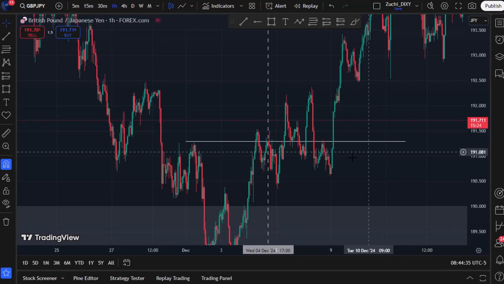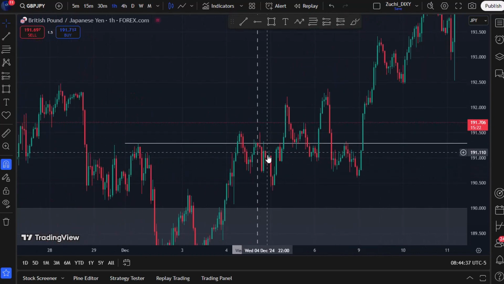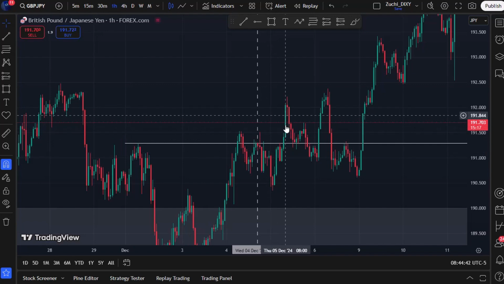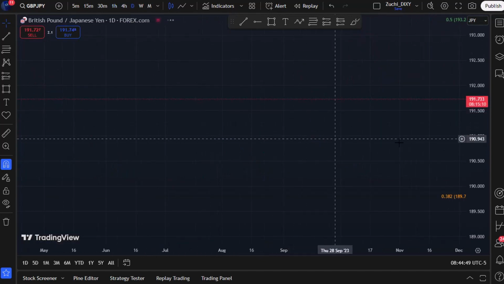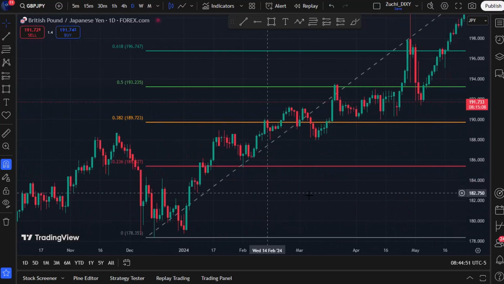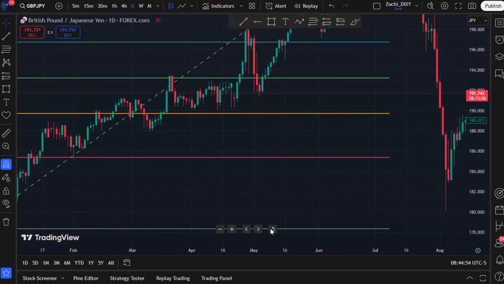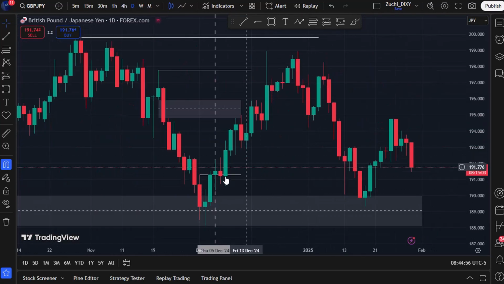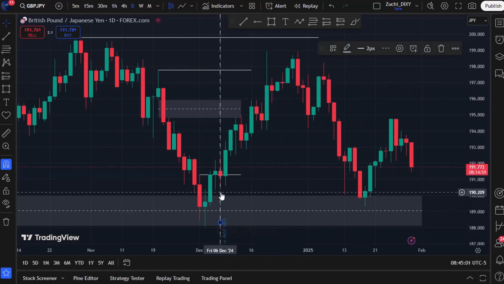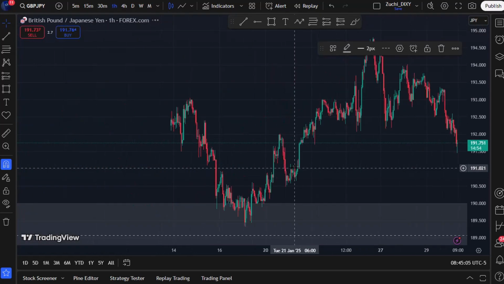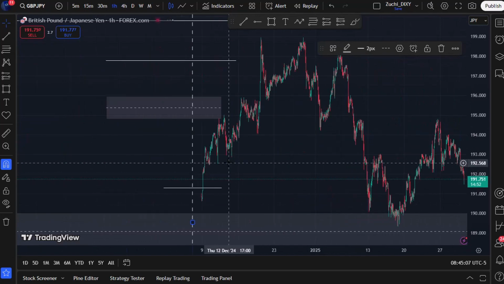So we can see over here that after this day where price traded and closed above the daily order block, if we go back, you can actually see it right here. So I'm just going to reset this. You can see that day right here where price traded and closed above. So we'll start looking for our entries from this day right here, which is on a Friday. If we go down into the 1 hour time frame, we are going to be looking for our entry on the 1 hour.